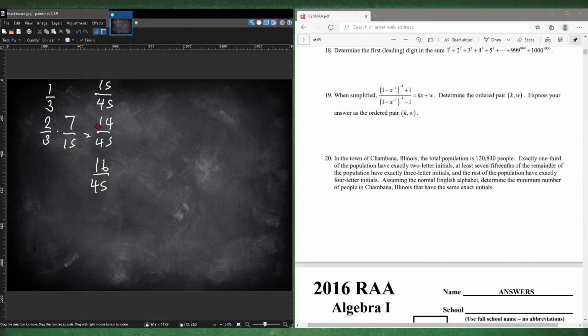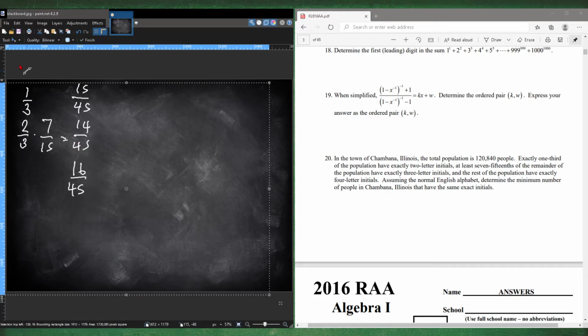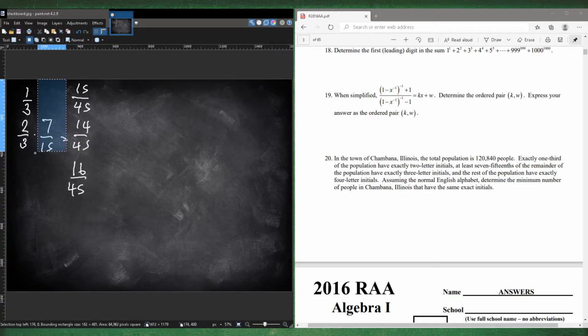Okay, so we got our three numbers. So what do these three numbers, actually, let's just keep it. I'm just going to delete this part.